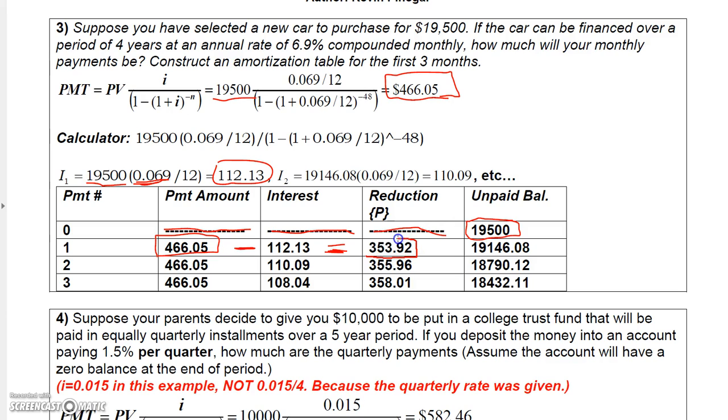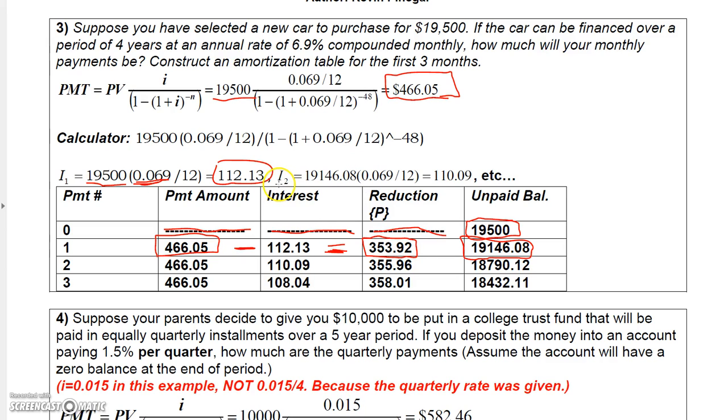Some people call this principal, some people call this the balance reduction, but this $353.92 is going to be applied to your unpaid balance. So if you take $19,500 and subtract that, you get your new balance of $19,146.08. So that's what you owe after the first payment. And then you do it again for the second payment.